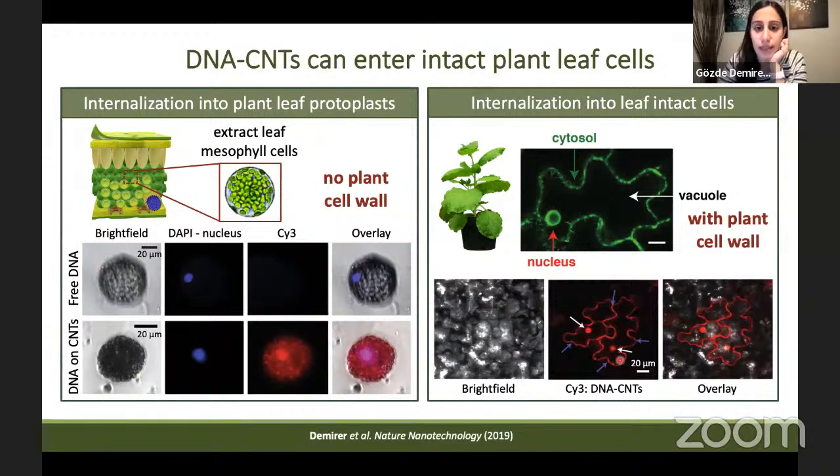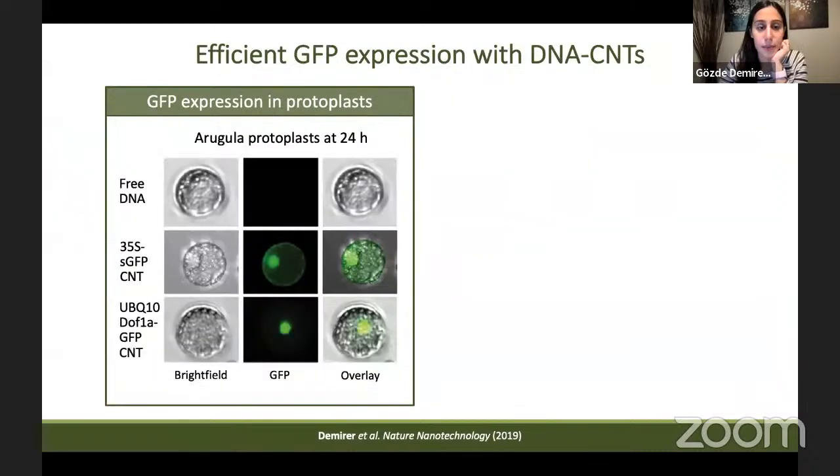So this shows us that the nanoparticles are able to carry this DNA into the nucleus, where it will then turn into mRNA. So after seeing that these can enter plant cells, we looked if they could actually express their cargo, which was GFP. So in this case, we're looking at expression in the arugula protoplasts.